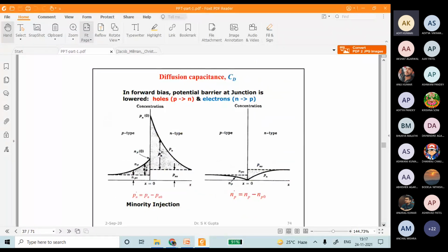Okay. So diffusion capacitance. Some details we can just see in this graph here. The graph is showing the variation of the charge carriers in the P and N region. So we see here two types of carriers. One is called minority carrier and another is called majority carrier.